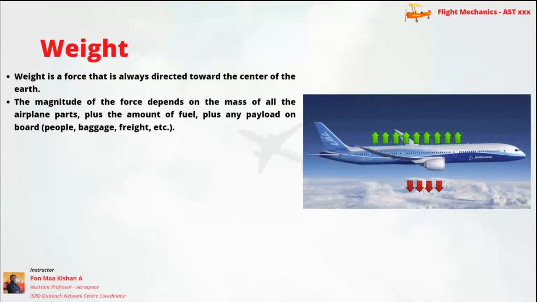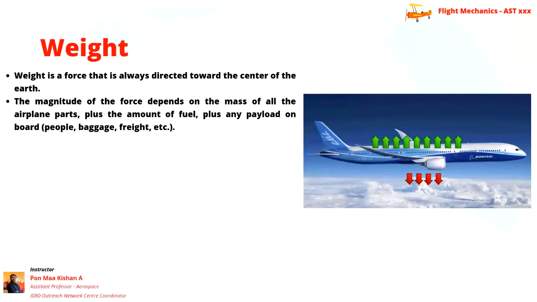What I'm trying to explain is, let's say this point is the center of earth, let's say C, and the aircraft is flying over here. The weight will always be acting towards the center of earth point. Suppose the flight is going like this, the weight will be acting like this. If the aircraft is flying like this, the weight will always be acting towards the center of earth.